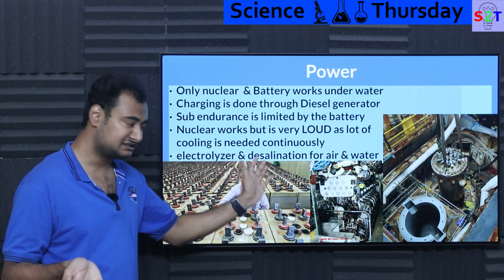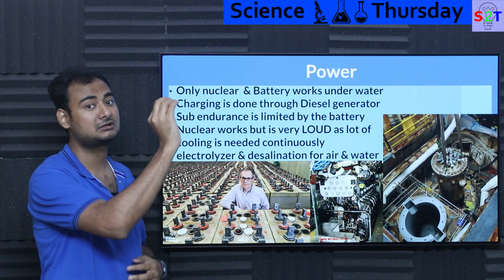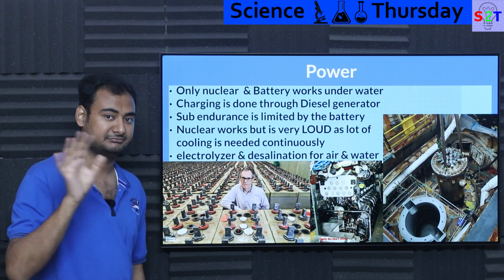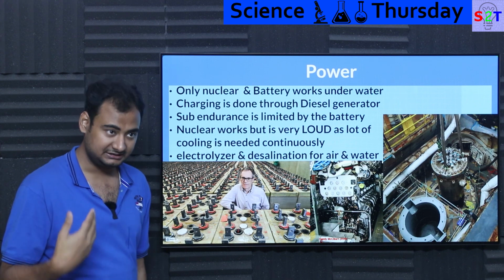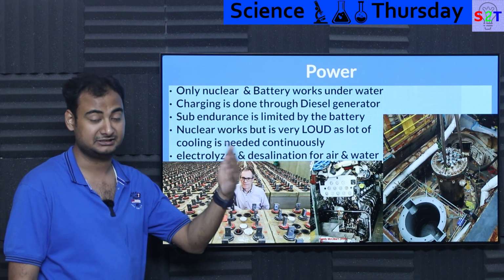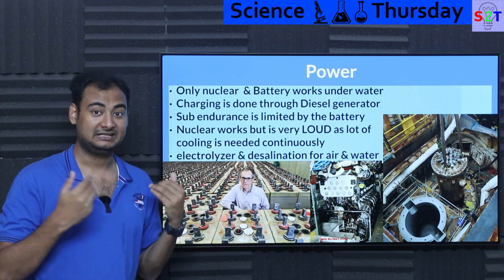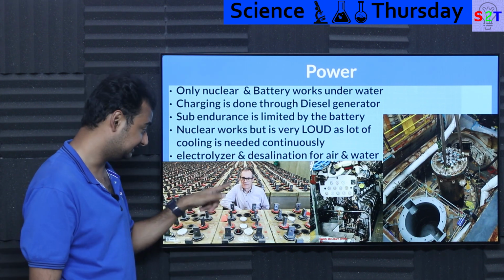Be mindful, a diesel generator will work as long as you have fuel, but it requires you to be on the surface, or at least have a snorkel up there that is sucking up air and dumping out gases, which is doable, but it does make you vulnerable. And if spotters are there, like enemy spotters, they can spot it. Hey, torpedo, boom.